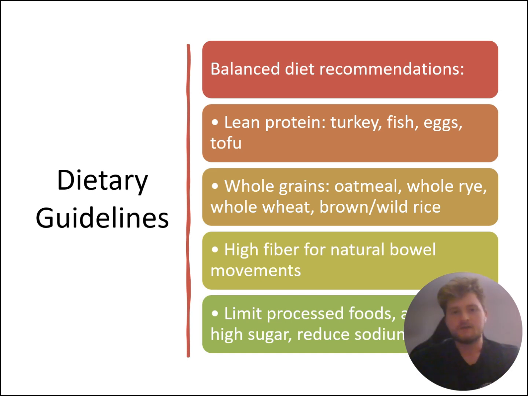A balanced diet includes lean protein, whole grains, high fiber, and limiting processed foods. Lean proteins include turkey, fish, eggs, and tofu. Whole grains include oatmeal, whole rye, whole wheat, brown, and wild rice. High fiber is also really important for natural bowel movements, and you should reduce high sugar, alcohol, and sodium intake.